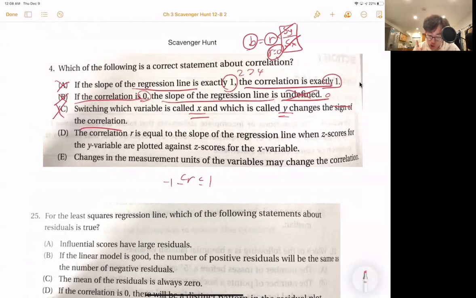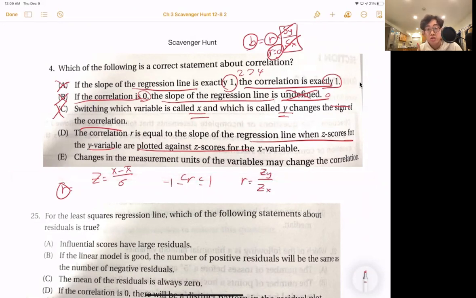The correlation R is equal to the slope of the regression line when z-scores for the y variable are plotted against the z-scores for the x variable. So what I'm going to explain is, if I have the slope as the z-scores for the y variable against the z-scores of the x variable, z-scores, guys, by definition, are x minus x bar over the standard deviation. What they're saying is that our slope is simply going to be the z-score of y over the z-score of x. Now, is that going to be true or not?